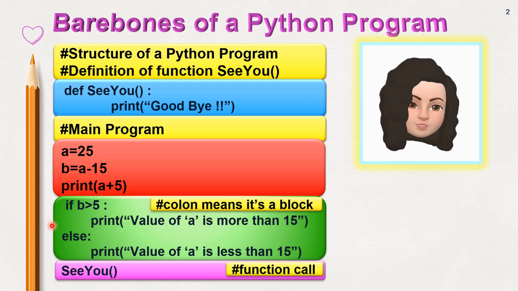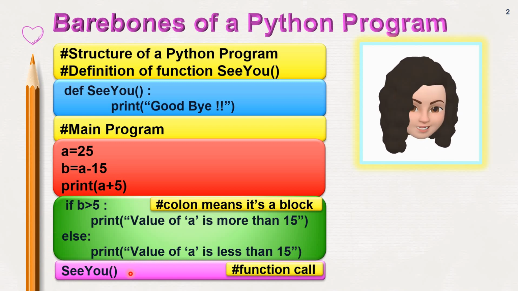Then come blocks or suites, which I have represented in green color. If B greater than 5, colon, a statement, else, another statement. So the colon represents that all these statements will get executed as a single unit, or a block. That's what is known as blocks or suites.